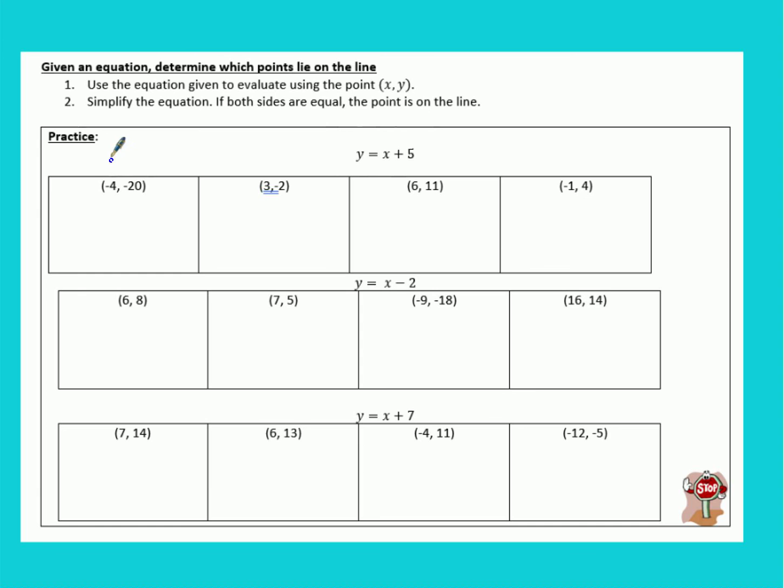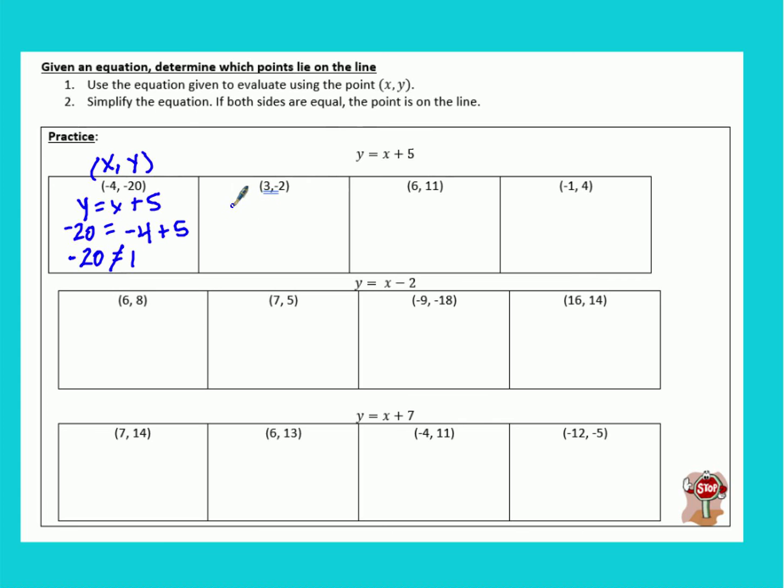So in this first one, remember, we write our points as (x, y). So I'm going to replace x in this rule, y equals x plus 5. x will be -4 and y will be -20. So using this rule, y equals x plus 5, we're going to say -20 equals -4 plus 5. And that's just replacing our x's and y's with those points given. So -20 will equal 1. Not a true statement. We know that those aren't equal values, so this point will not be on the line.